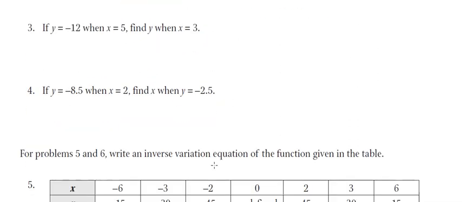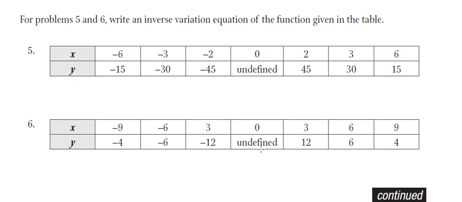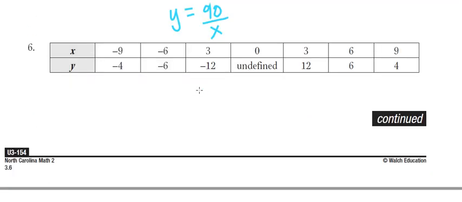For number 3, you should have gotten that y is equal to -20. For number 4, you should have gotten that x is equal to 6 and 8/10. For number 5, you should have gotten y is equal to 90 divided by x. For number 6, you should have gotten that y is equal to 36 divided by x.